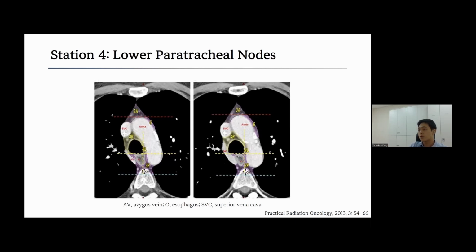Station 4 refers to lower paratracheal nodes. They are located around the lower trachea and divided into 4R and 4L by the left lateral margin of trachea, like in station 2.